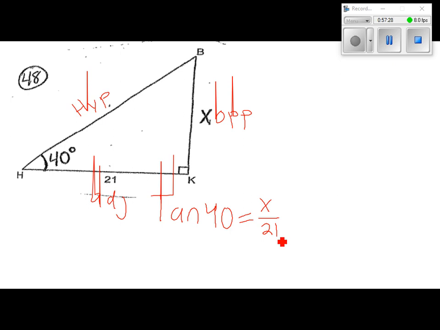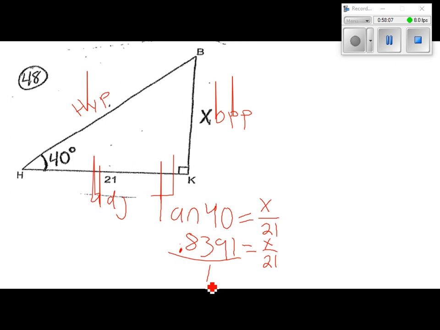So right below tangent, 0.8391. We know that equals x over 21. To make it easy on you, this is what I want you to do next. Put a 1 underneath that. So we've got 0.8391 over 1 equals x over 21. Now, it's a proportion. You just cross multiply and solve.